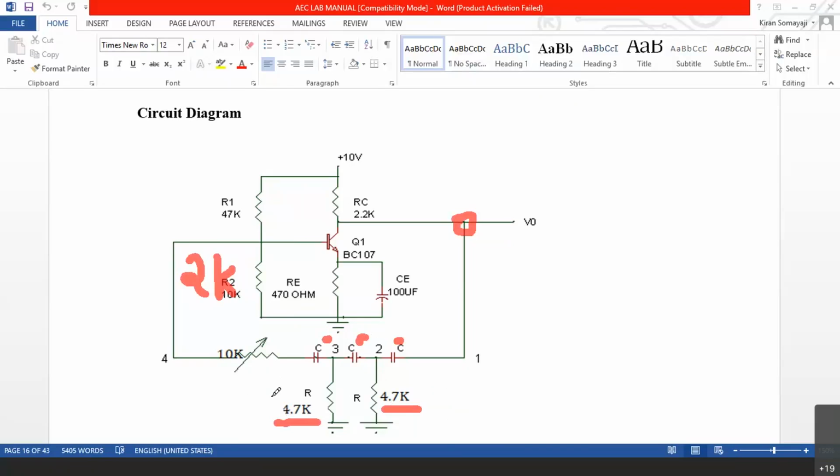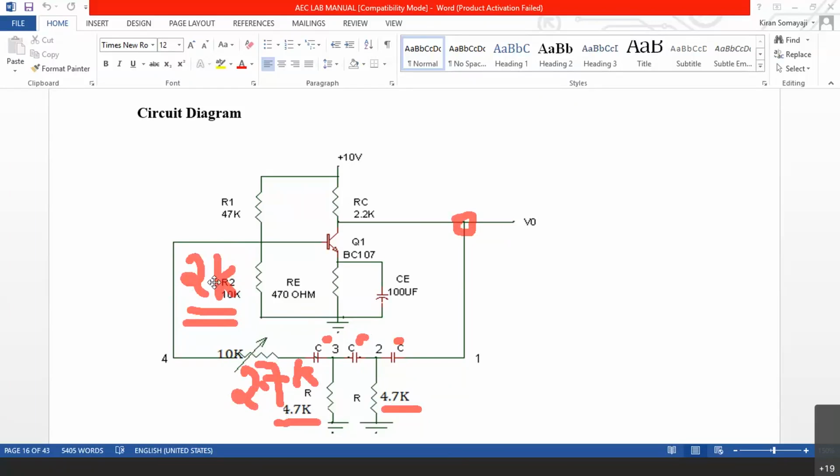Now, output will come only when you tune this potentiometer to 2.7K. When you tune this potentiometer to 2.7K, 2.7K in series with 2K is 4.7K. This 2K is internal to the amplifier, and the potentiometer is in series. So when you fine tune this potentiometer, when it reaches 2.7K, with internally 2K, 2.7K plus 2K is 4.7K. That is when the exact phase shift happens and the oscillator starts oscillating, and output will be available.